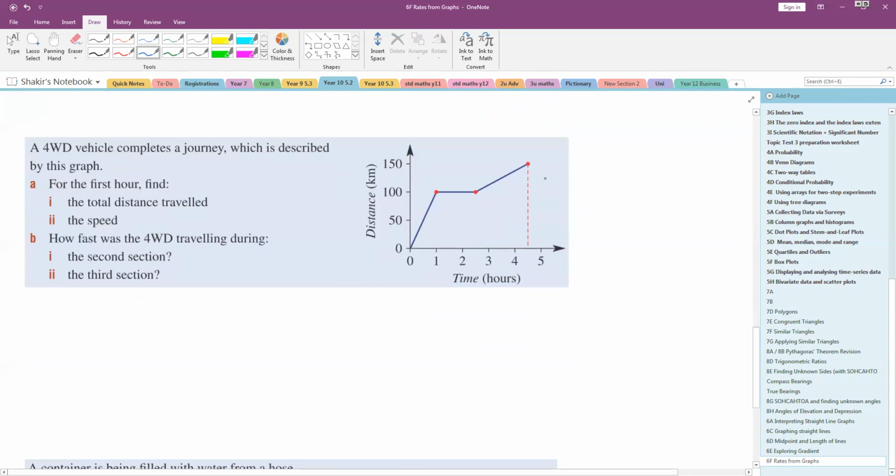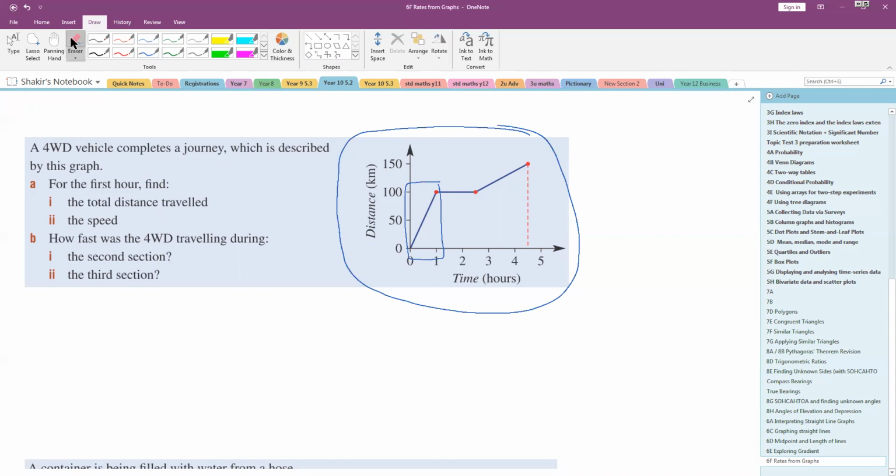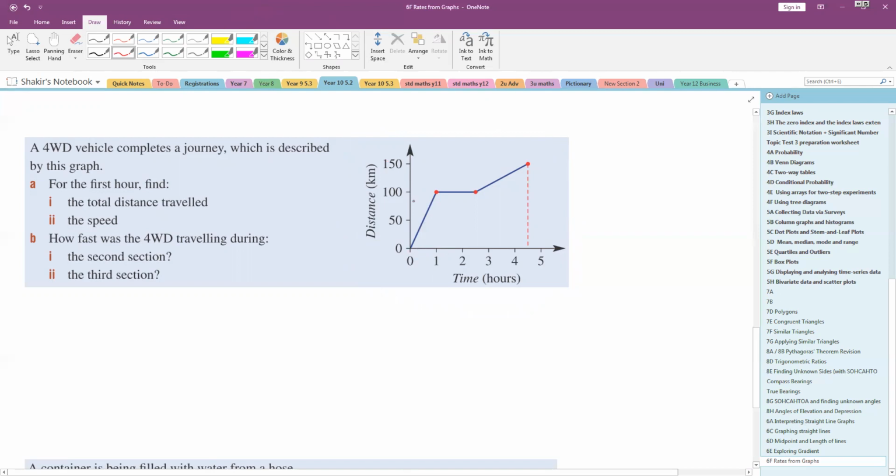Okay, so let's have a look at a worked example. A four-wheel drive vehicle completes a journey, which is described by this graph. And so you have a graph here. For the first hour, so we're only looking at this bit, the first hour. Find the total distance traveled. The total distance traveled in 1 hour was 100 kilometers.